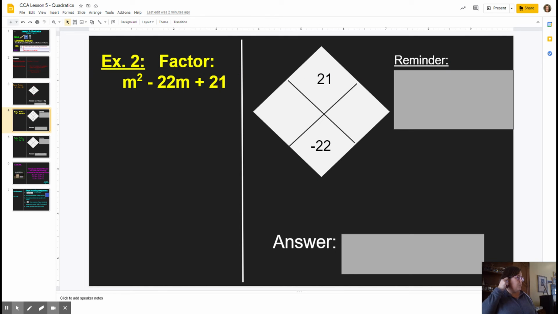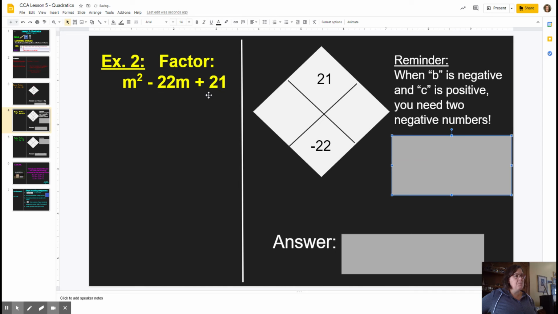So here's our second example, the same thing as the previous one. We're going to factor the expression m squared minus 22m plus 21. So go ahead and get that written down and then draw your diamond problem as well. And just as a reminder, when b is negative, so this term right here is negative, and the last term is positive, we're going to need two negative numbers.